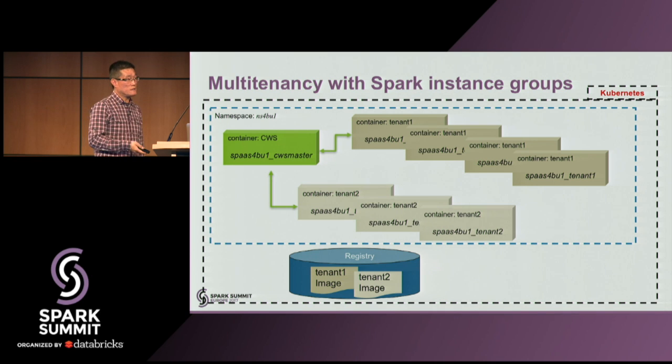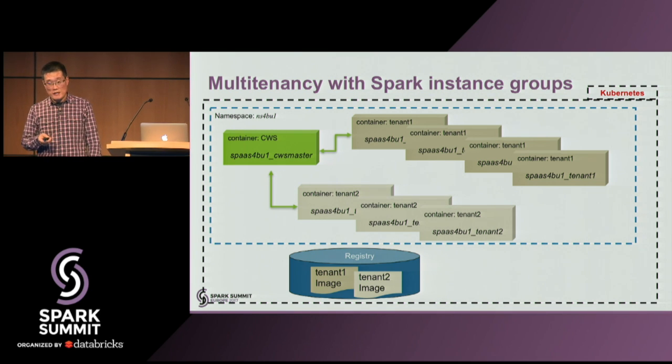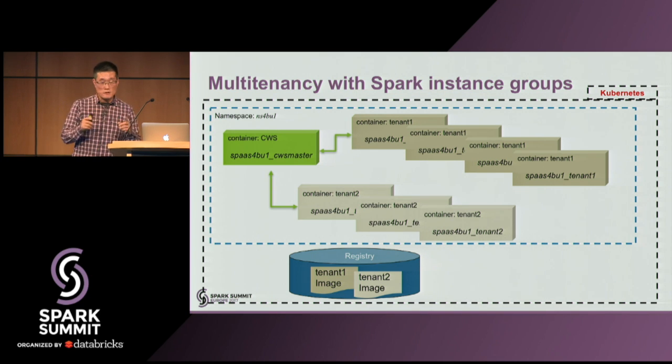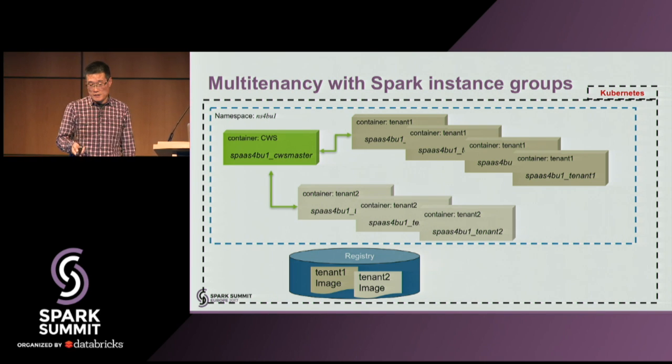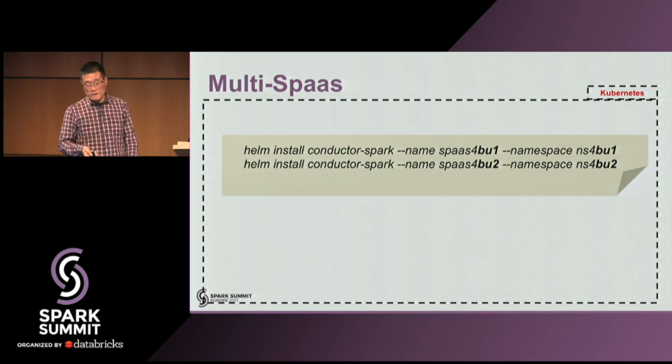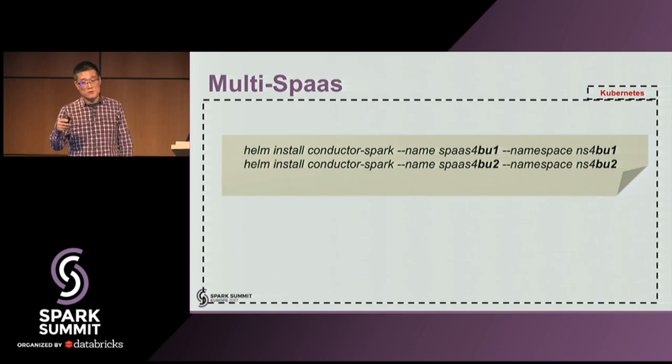So how do we achieve multi-tenancy? Actually, we can achieve 2 levels of multi-tenancy. One is that in the same instance group, I can define multiple tenants. Each tenant is a whole, totally isolated Spark instance. So for each tenant, I have their own image here. We can go further and define multiple Spark as a service. This is the command, just like the previous one. I define 2: one is an SPS for PU1, another is for PU2, and each one has their own name and their own namespace. So we try to fully isolate them.